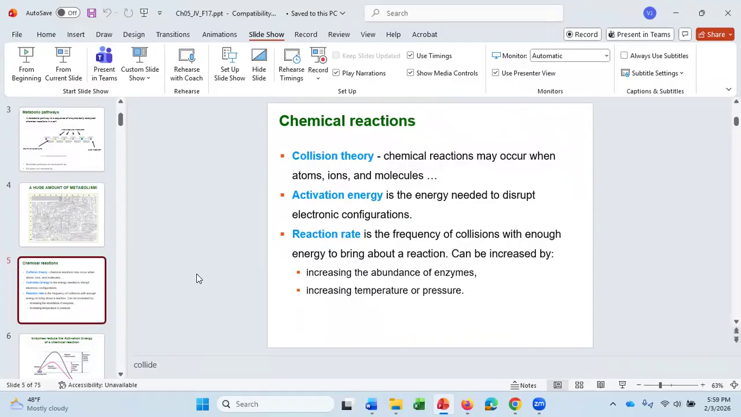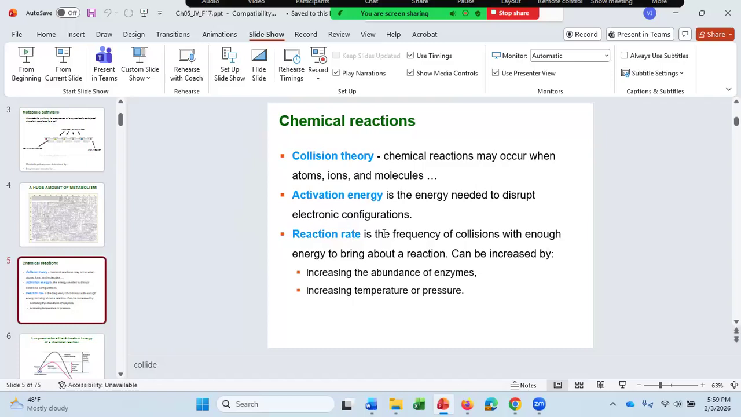The activation energy is the energy needed to disrupt the electronic configuration in the original atoms, ions, or molecules, disrupt them to make the energy configuration seen in the end product of this chemical reaction. The reaction rate is the frequency of collisions with enough energy to bring about a reaction.